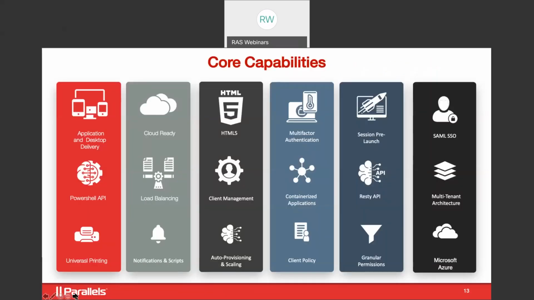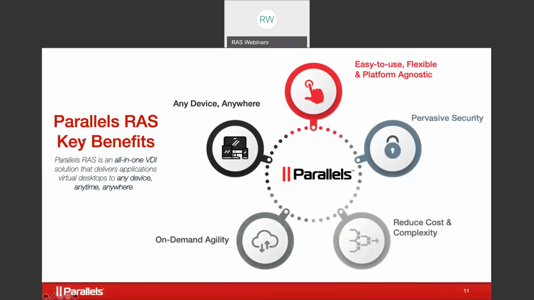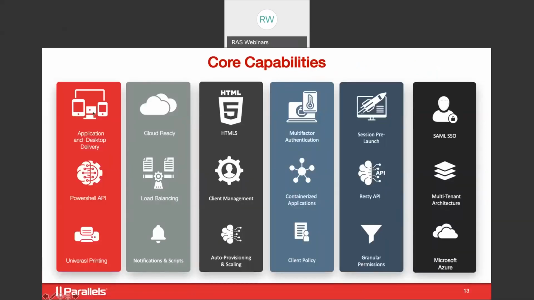So looking at some of the core capabilities, I'm not necessarily going to go through all of these because I'll highlight some of these more within the demo. But obviously, top left, application and desktop delivery is a core capability, and that's what, as mentioned, we're about: delivering those Windows applications and desktops. We're cloud ready. We have the HTML5 capability. We can support multi-factor authentication to increase that security.